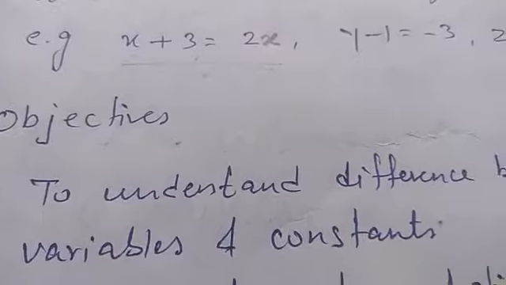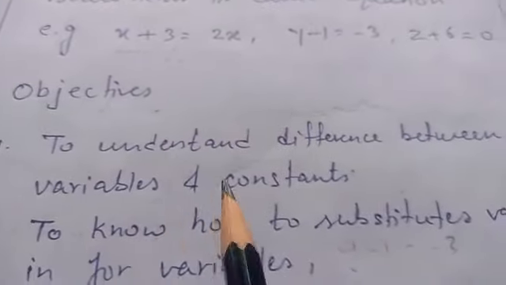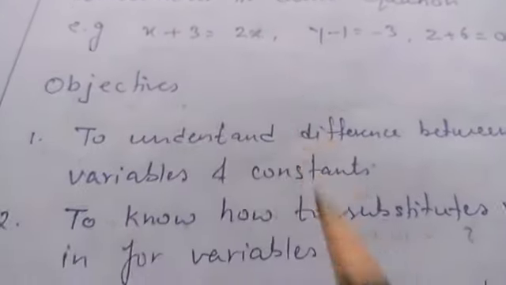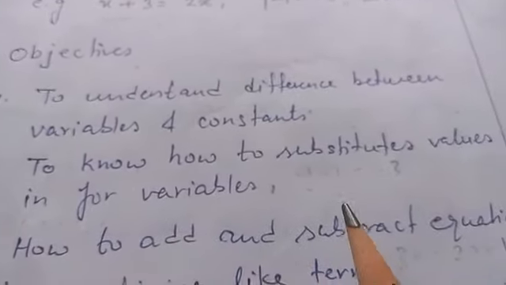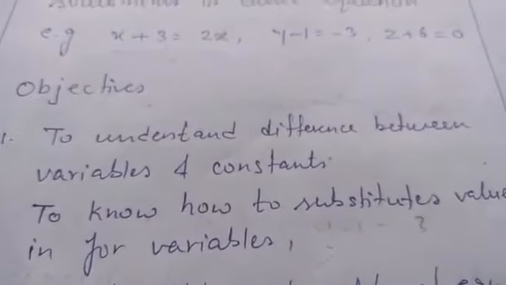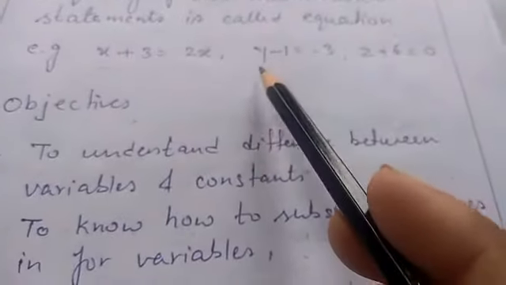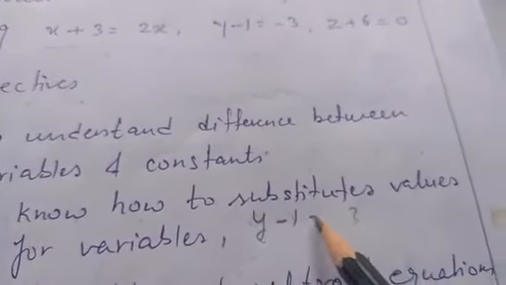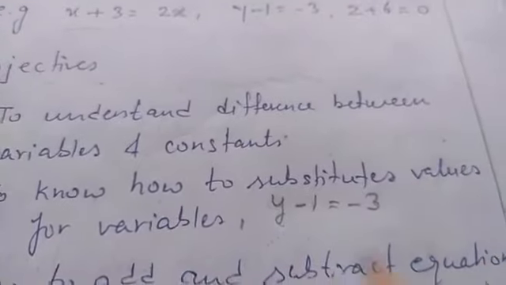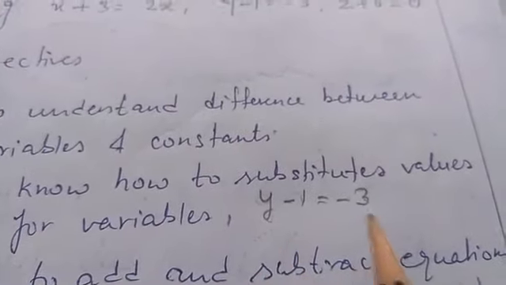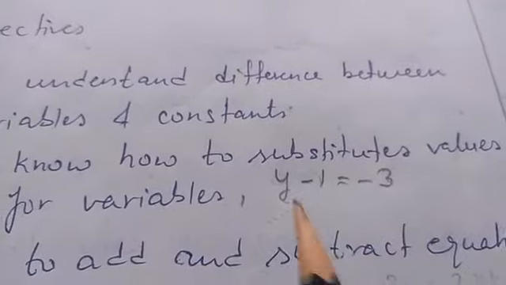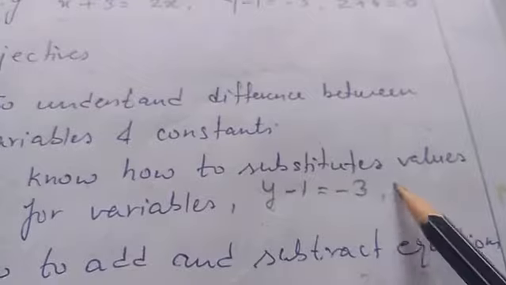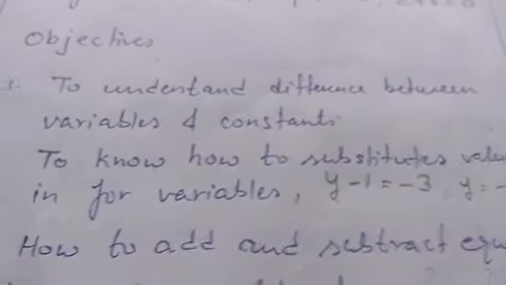What we did all these days: we understood the difference between variables and constants. Now this is a variable and this is a constant. We understood how to substitute the values for variables. For example, suppose I take y minus 1 is equal to minus 3. Now the question is, for what value of y will you get minus 3 here? The answer is very simple. If you write minus 2, minus 2 minus 1 will give me minus 3. So in this case y is equal to minus 2.